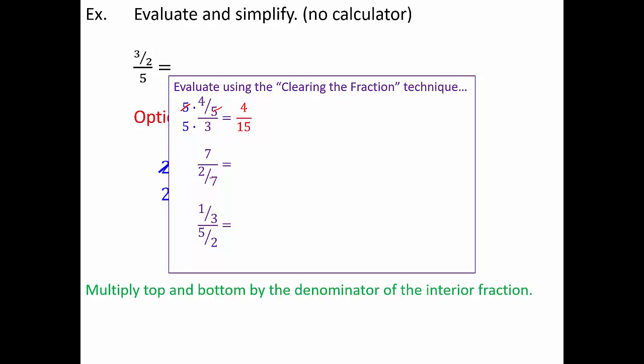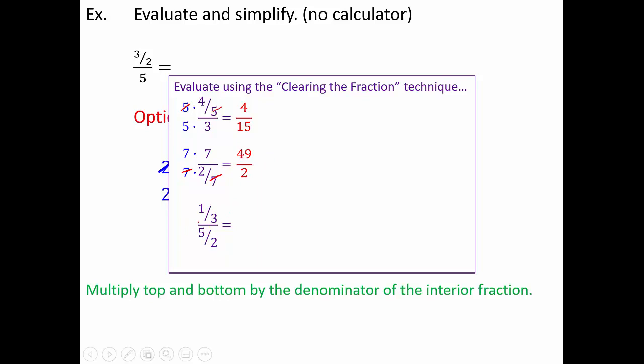Second one, notice the nested fraction is actually in the denominator. So I'm going to take the denominator of the denominator, 7, multiply top and bottom by that 7. So multiplying through on the bottom, the 7's would cancel out, clearing the fractions. I'm going to be left with 2 on the bottom and 49 on the top, 49 over 2. Now looking at this third one, notice we have nested fractions in both the numerator and the denominator.